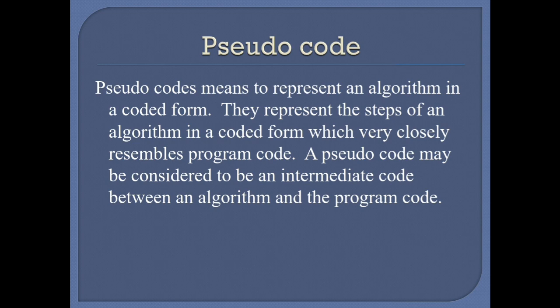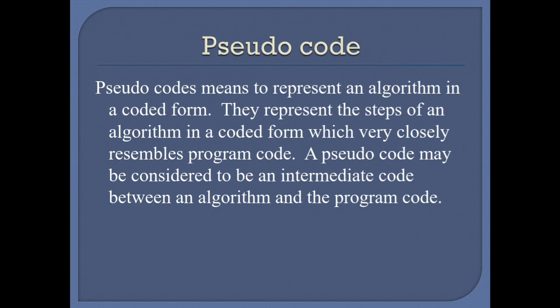By using pseudocode, we can easily develop program code. So a pseudocode may be considered as intermediate code between the algorithm and the program. First we develop the algorithm. By using the algorithm we can develop the pseudocode. By using the pseudocode we can develop the program. So pseudocode acts as an intermediate between the algorithm and program code.